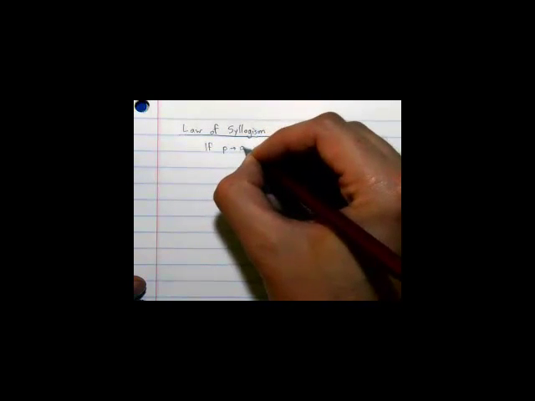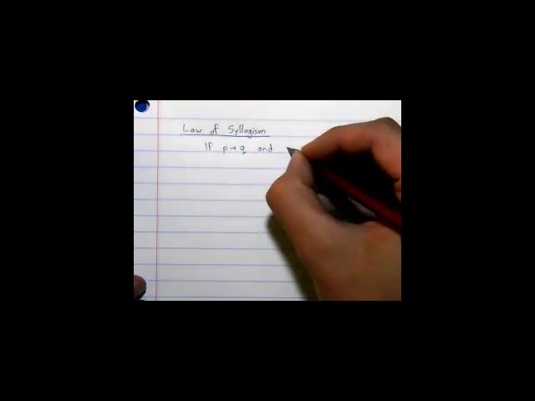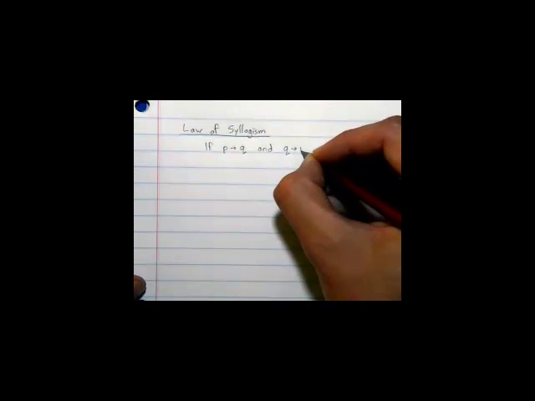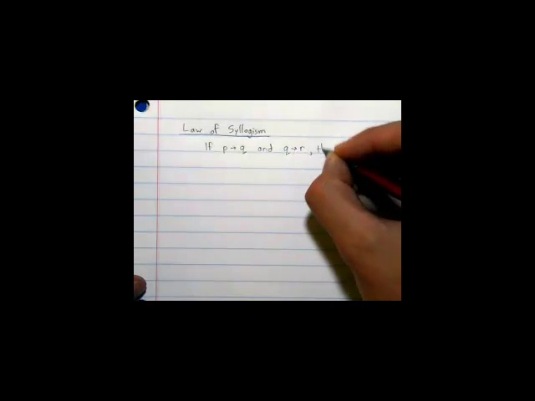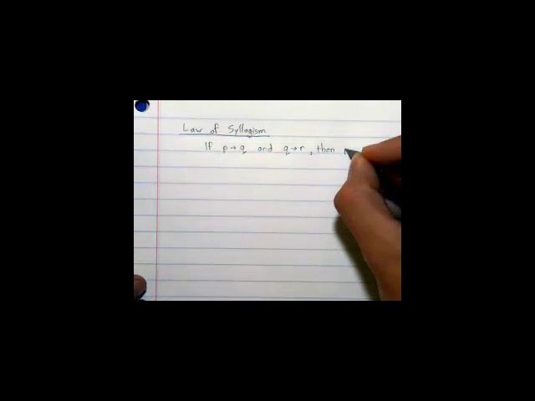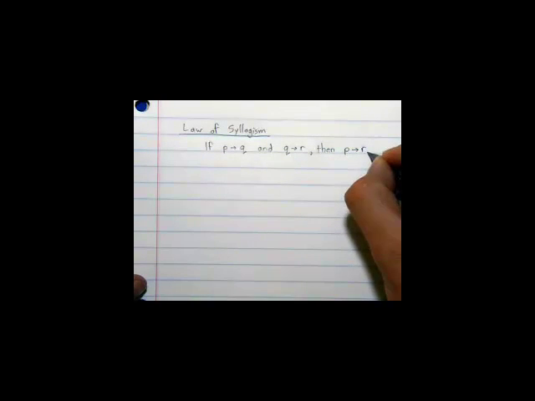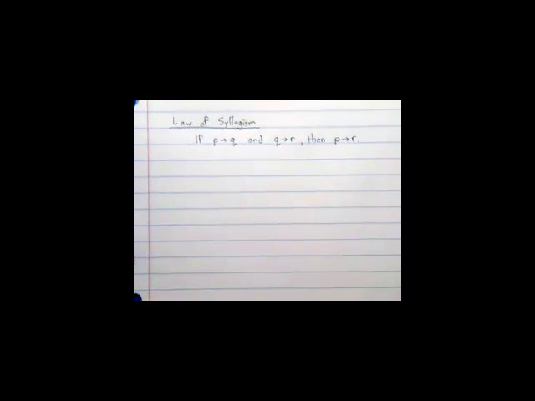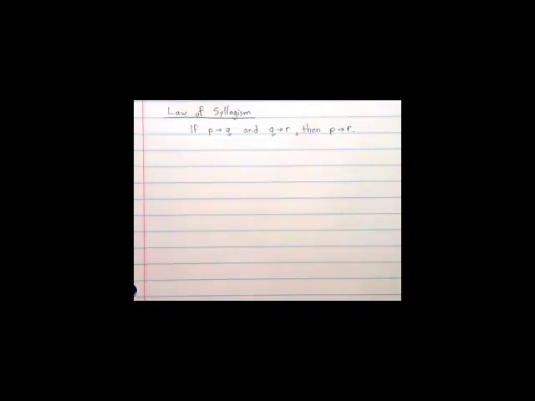And this one says, if P implies Q, and Q implies R, then P implies R. Think about it. If P leads you to Q and Q leads you to R, overall, P leads you to R, right?